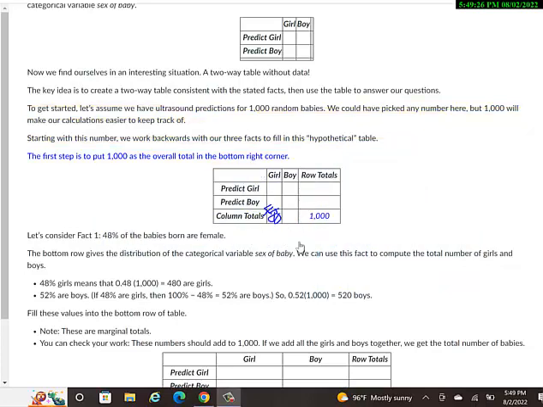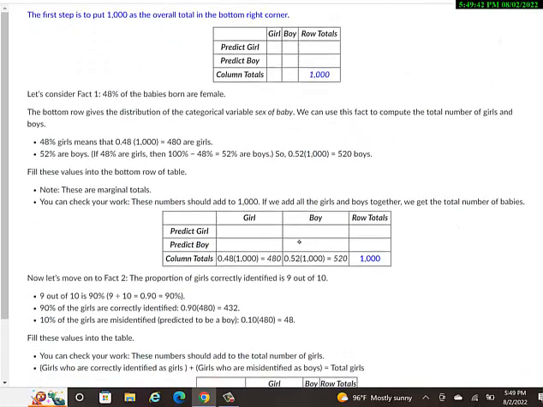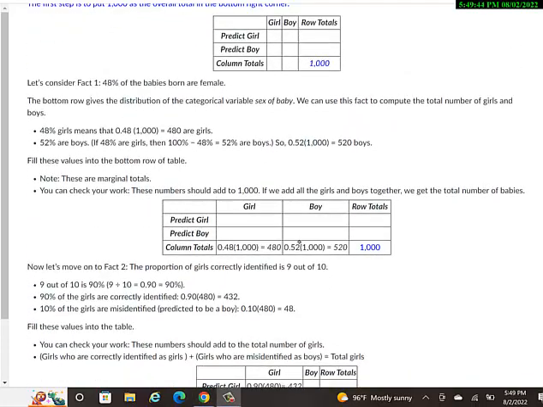I'm sorry. At first I put 480 in the row where the test predicted a girl, but we're not talking about whether the test predicted a girl or not, so we don't want to put it there. I'm going to scroll down because there's a bigger table that will make it easier to see. The cells in this table are very small. So we put 480 here. 48 times 10 is 480. 48% means 480 are girls.